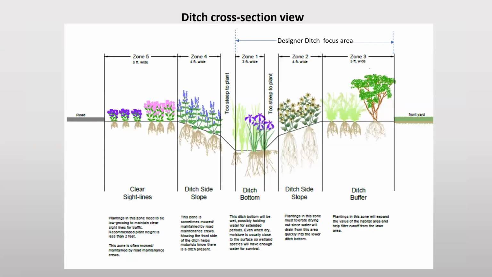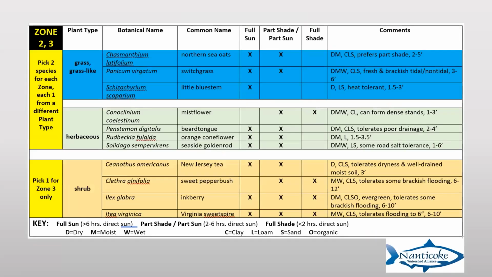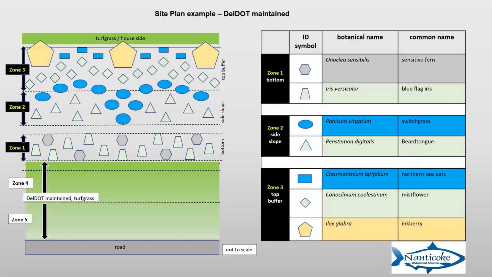Again, this is that thing that was zone 1 that you were looking at. So now we're going to go to zone 2 and 3. What you would do is pick 2 species from each of these zones, 1 grass and 1 herbaceous. And then also, just for zone 3, you would pick a shrub. And that's that top buffer part. You can go to the next one.